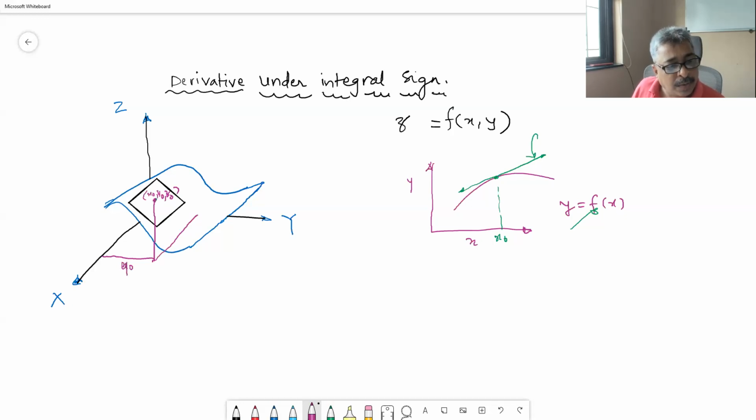So this should be y naught, this should be x naught distance from yz plane, y naught distance from xz plane, and z naught distance from xy plane.